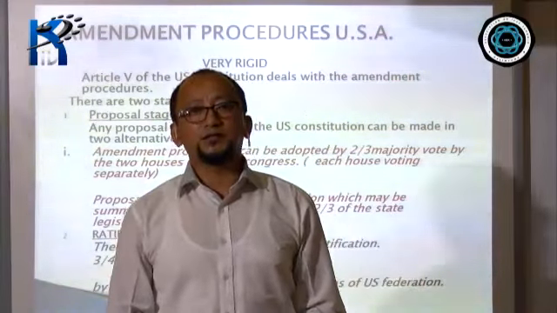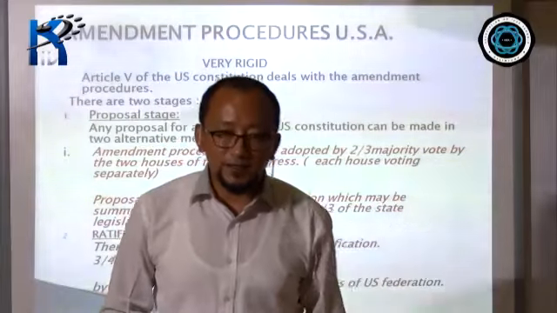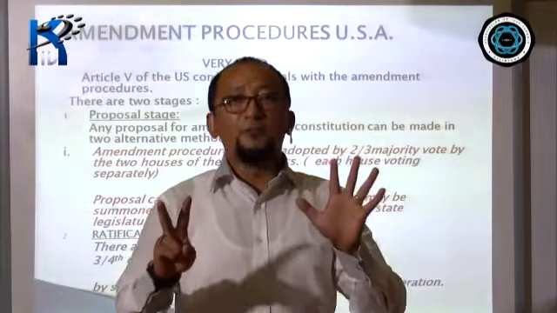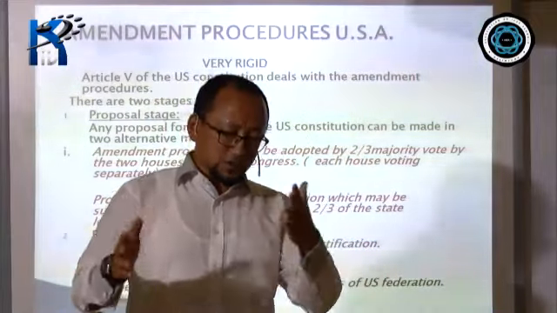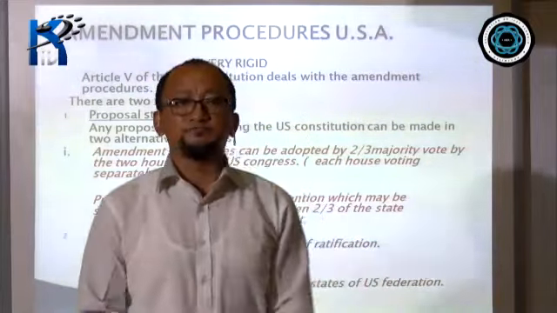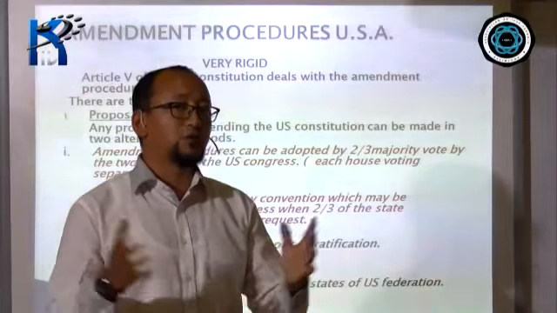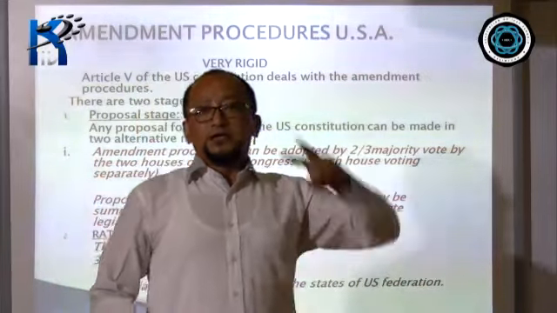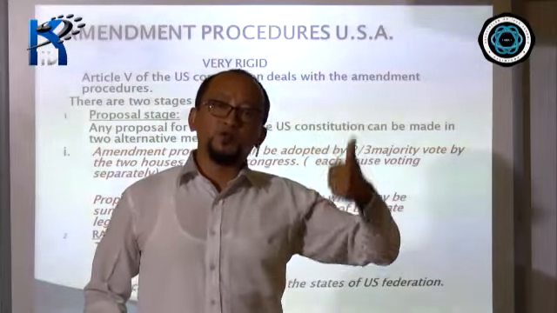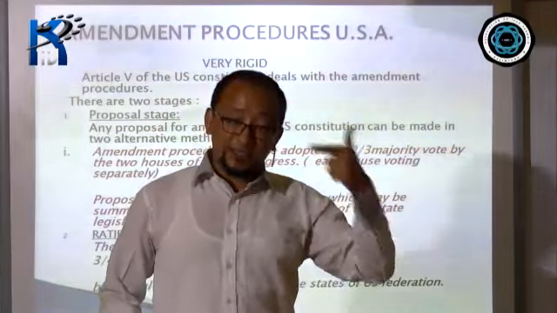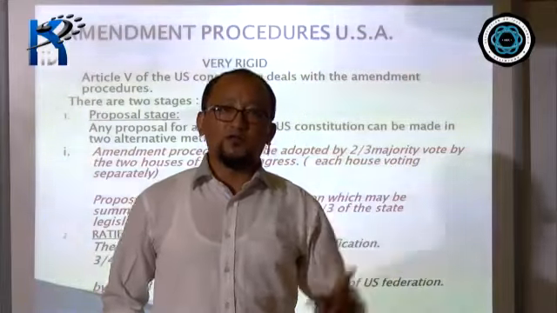That is why since 1789 till date there have only been 27 amendments. Now what is the procedure, how does it go? Look over here. It has 2 stages. First stage, we call it the proposal stage. Second stage, we call it the ratification stage.